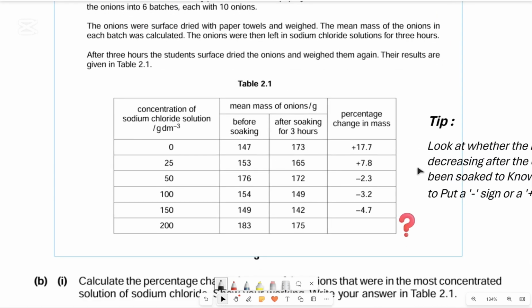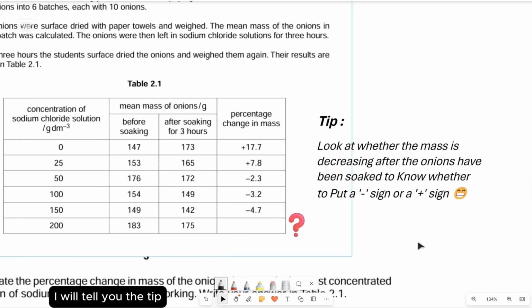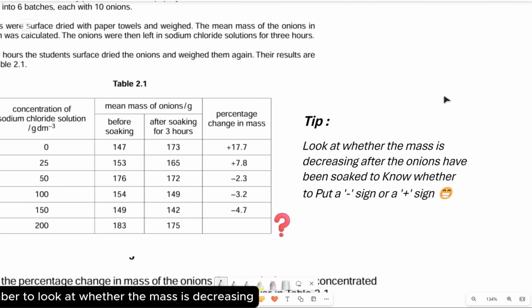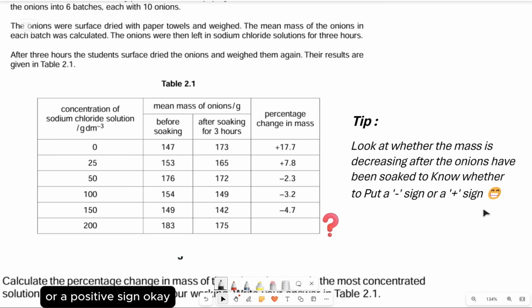Okay, so before we do this part, I will tell you the tip. Remember to look at whether the mass is decreasing after the onions have been soaked to know whether to put a negative sign or a positive sign.